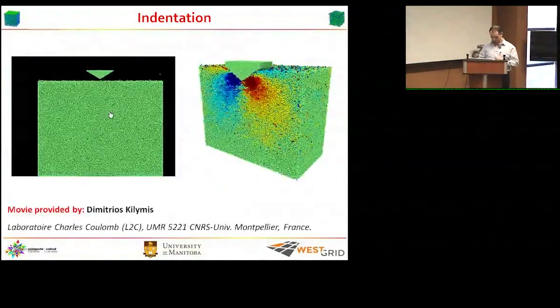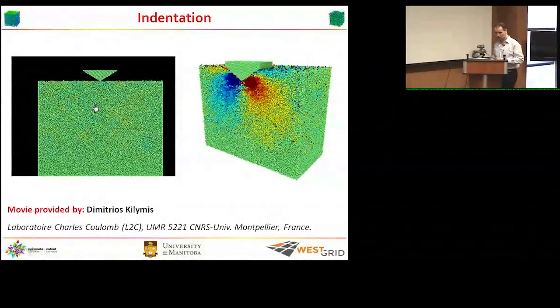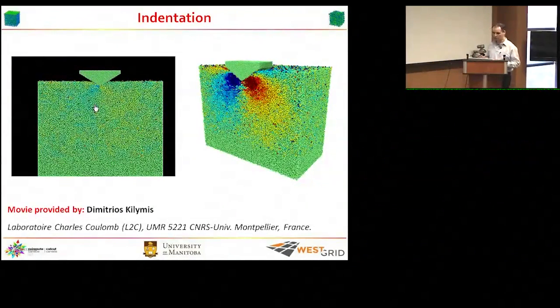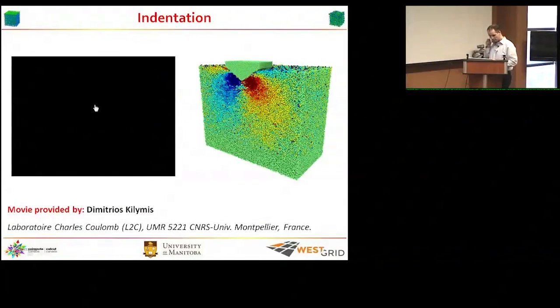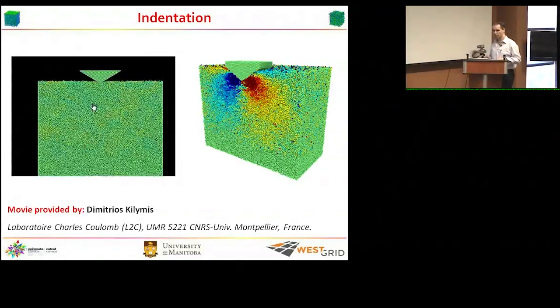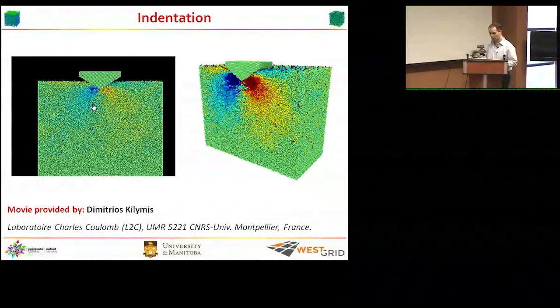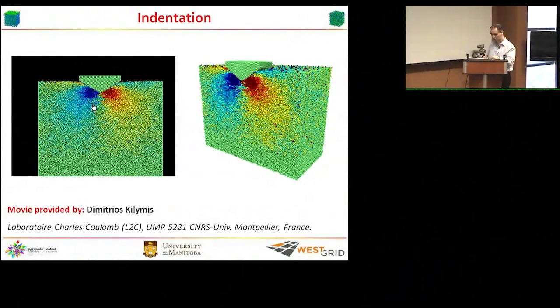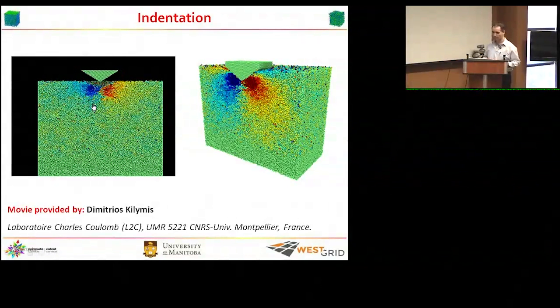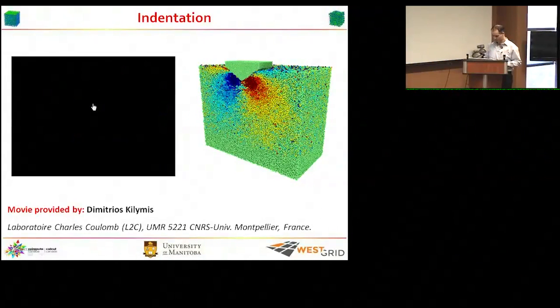So from here, the colors depend on the density, we have different colors. So from this kind of simulation, you have many parameters you can control, for example, the penetration depth, you can control the speed of indentation, and so on.